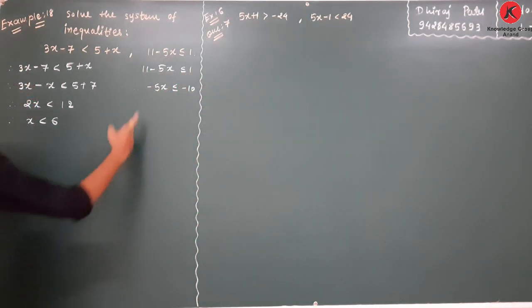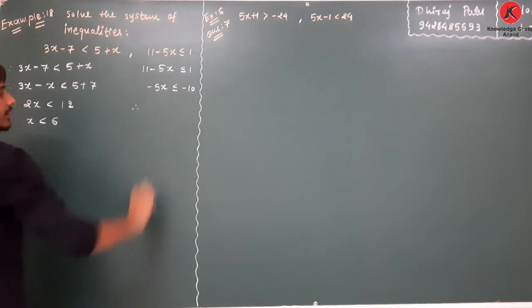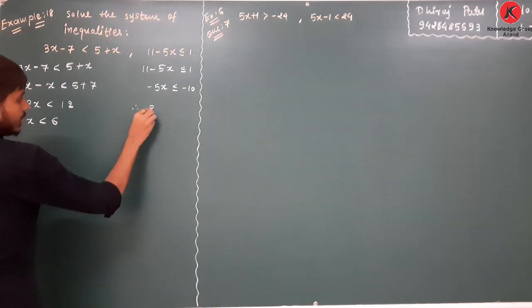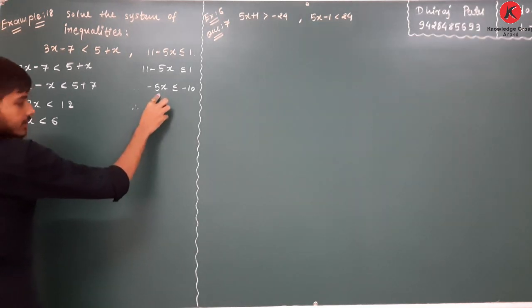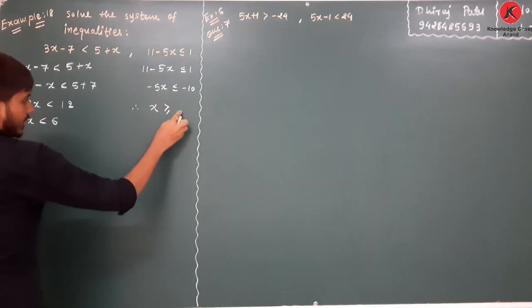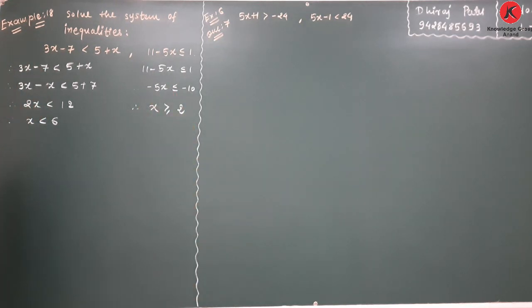Okay. Now divide by minus 5. Directly divide by minus 5, then we will get x. The inequality will change to greater than or equal to minus 10 by minus 5. Answer is 2. Now, what is the solution of this?